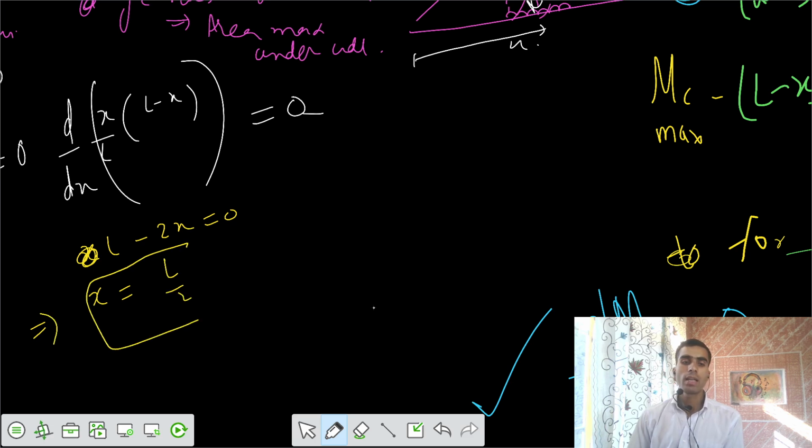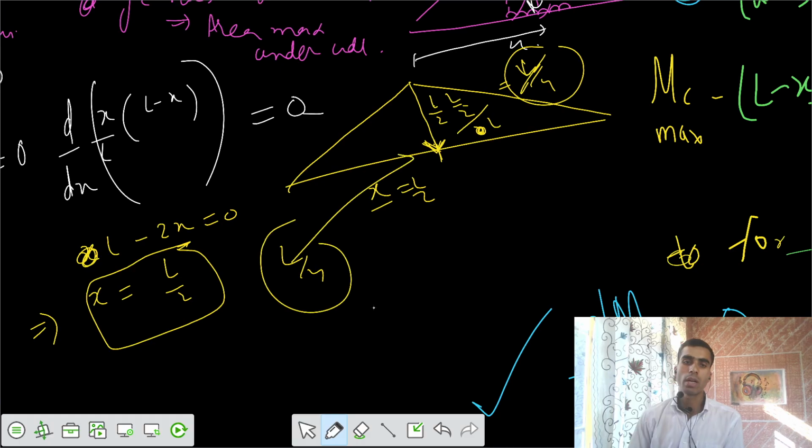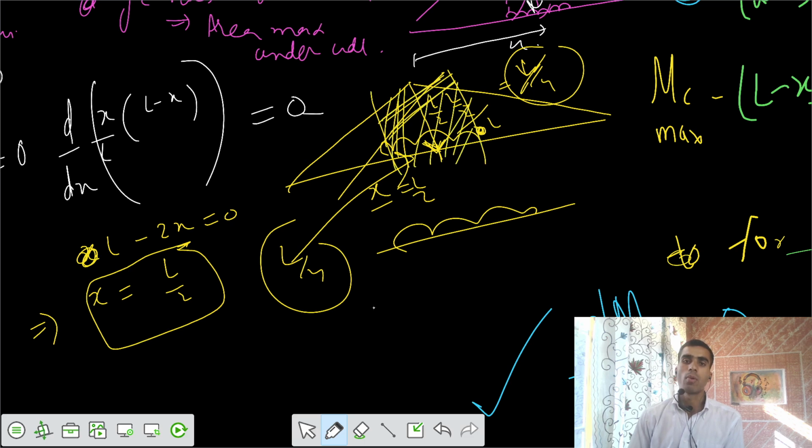That means you take that section where X equals L by 2. At that location you can have the maximum ordinate. At X equals L by 2, the maximum ordinate is (L by 2) times (L by 2) divided by L, that equals L by 4. So the maximum ordinate is L by 4, and then if you have some UDL and the area under that UDL, you can get the maximum absolute bending moment.